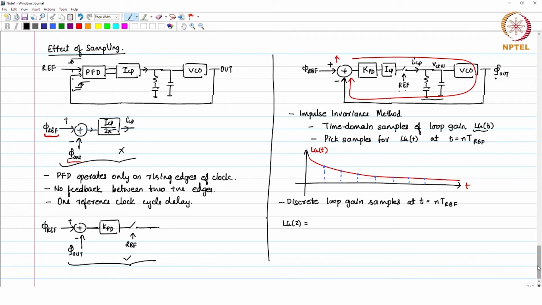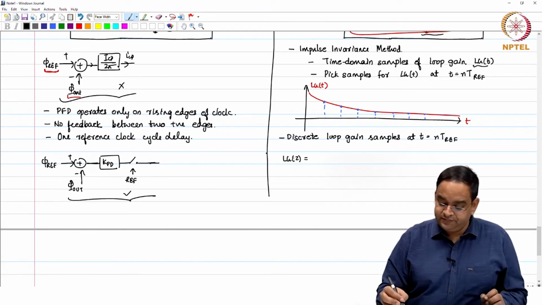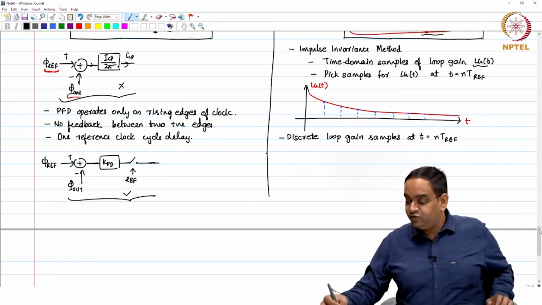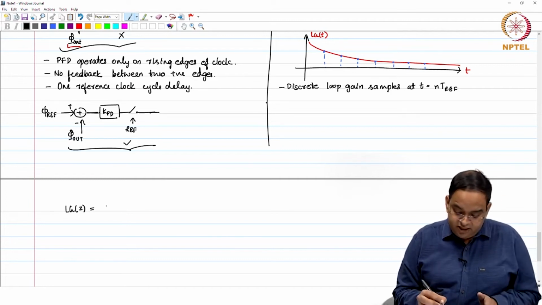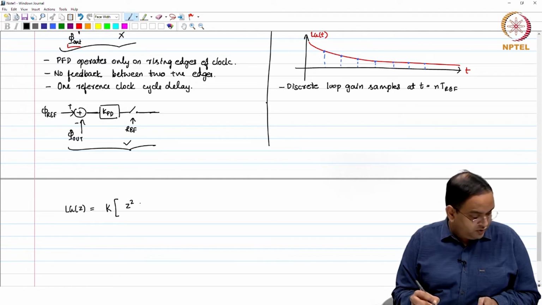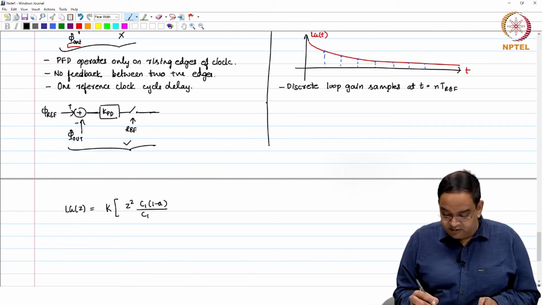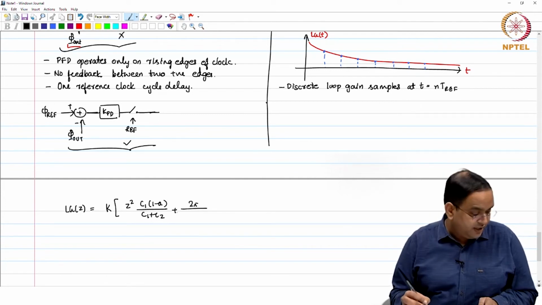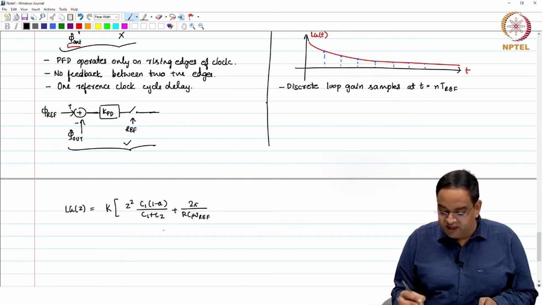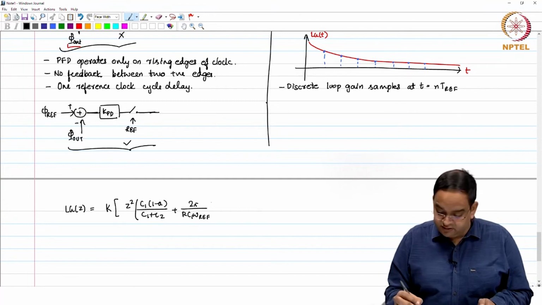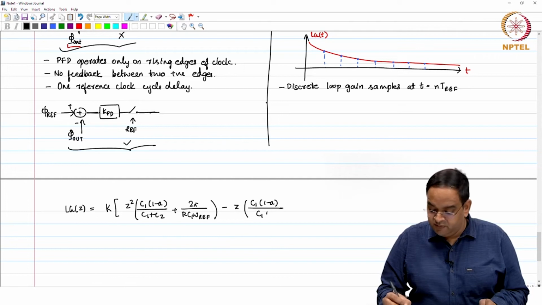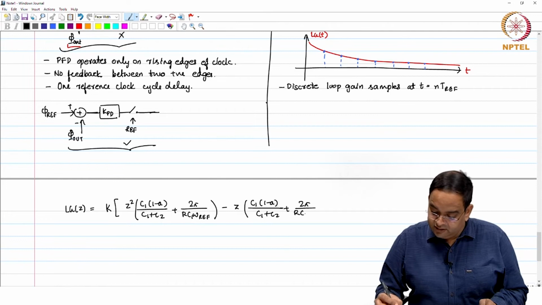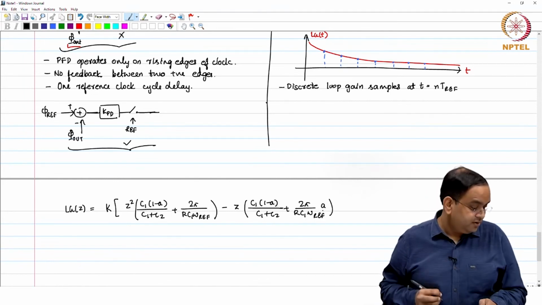When I go ahead and do all such things, you will be surprised that the actual loop gain expression in our case, making sure that the sample values are from the actual system, the loop gain of z is going to be K times z squared into C1 into 1 minus a divided by C1 plus C2 plus 2 pi by R C1 omega ref. Omega ref is your reference frequency. This is the coefficient of z squared minus z times C1 into 1 minus a divided by C1 plus C2 plus 2 pi R C1 omega ref times a.